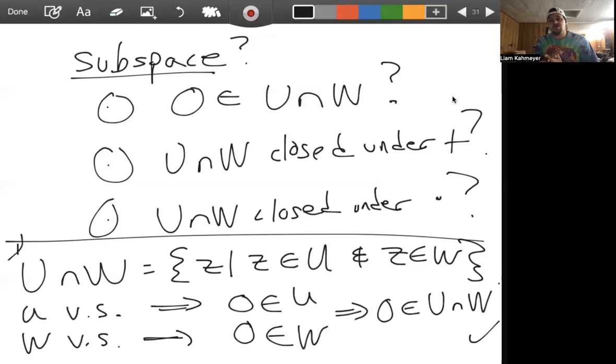Because to show that it belongs to the intersection, it suffices to show that it belongs to both sets constituting the intersection, right? The two sets that you're taking the intersection of, to show that it's in the intersection, you just have to show that it belongs to both of them simultaneously, which is what we've done here for the identity element. And this relied on the fact that U and W were themselves vector spaces, right?